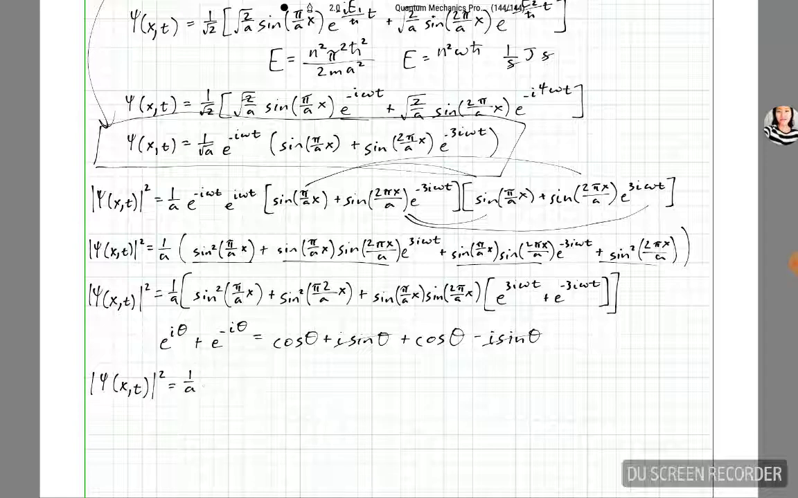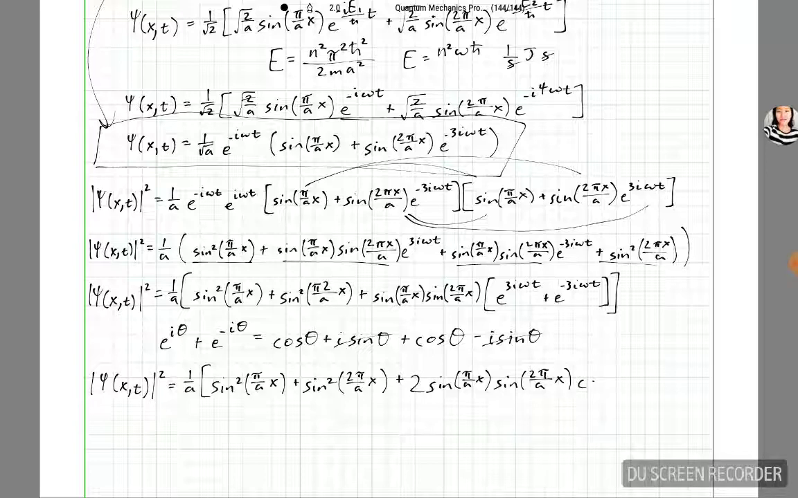So then I have 1 over a, my sine squared terms, plus these guys, but now I have a 2 because I had two cosines. And then that's going to be cosine of 3 omega t in brackets. And that looks a little bit nicer than the other way I had it, where I did not use that omega.